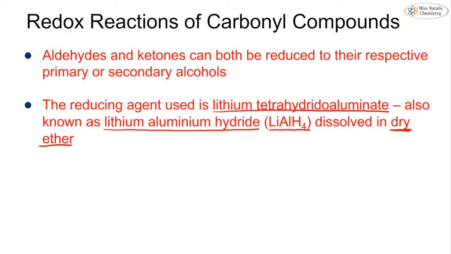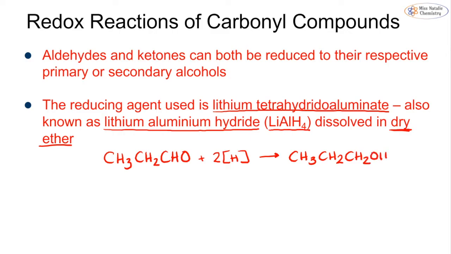So if we take propanal, for example, where we have CH3CH2CHO, because remember, of course, we have our carbonyl group at the end, it can be reduced. Similar to the oxidizing agent where we just put the O in brackets, here we put an H in brackets to show it's a reducing agent, and it requires 2 moles of the reducing agent. This will take us back to CH3CH2CH2OH. So this would be propanal going to propan-1-ol, the respective primary alcohol.